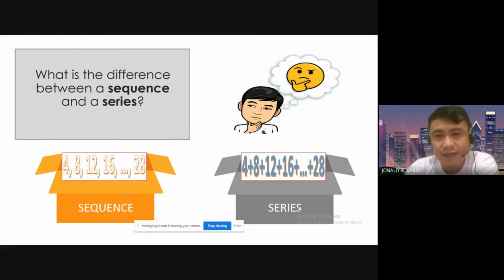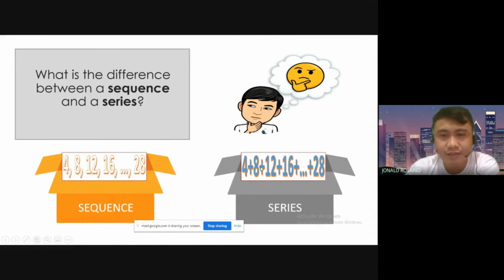Ano kayang pagkakaiba nilang dalawa? Of course, it is readily seen that the first one, which is the first box, the sequence, lahat ng mga terms or elements nitong mga ito ay parang nakalista lang. So 4, 8, 12, 16, up to 28 nakalista. And para tayong nag-skip counting lang. And as you see, para tayong nag-add. Nag-add talaga tayo ng 4 para makuha yung pangalawa. So 4 plus 4 nakuha yung 8, plus 4 nakuha yung 12, up to 28.